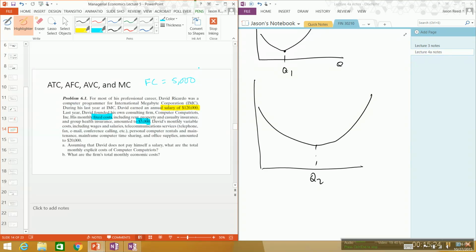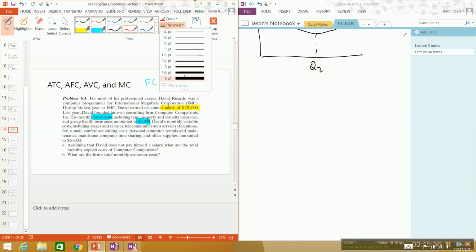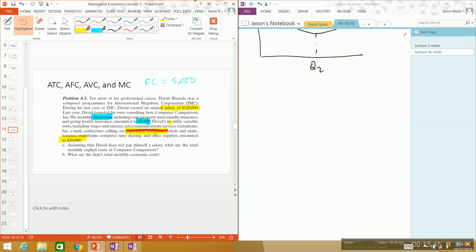David's monthly variable costs, including wages and salaries, telecommunications service, personal computing, and maintenance, amounted to $20,000. So I think that was important. So we have personal computing, variable cost, all of this $20,000. Good. So we have variable cost 20,000. So we have some things that are popping out to us.